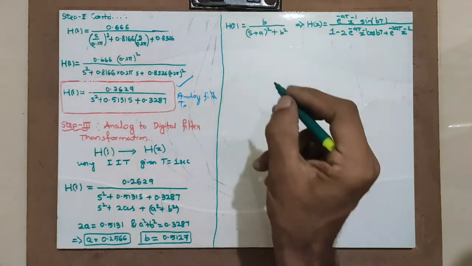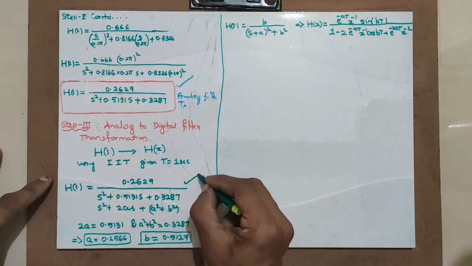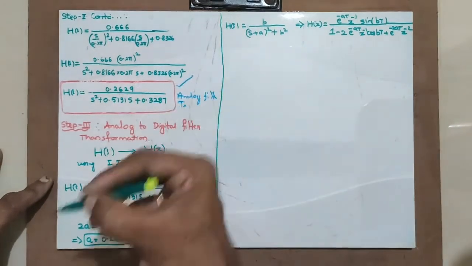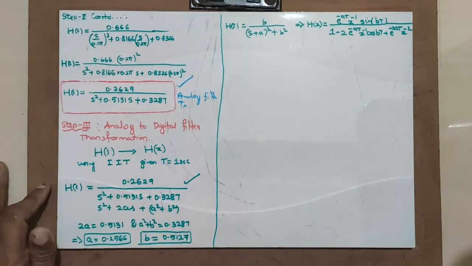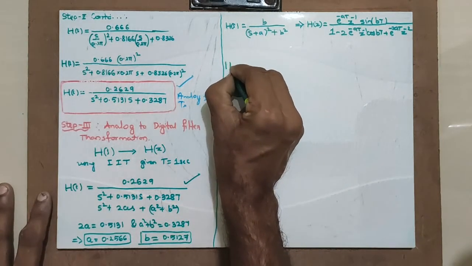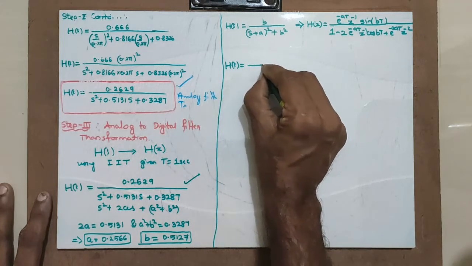Now I shall use this. Whatever H of s is there, it is the same as this, only here a constant is there that may not be exactly equal to b. I have to convert it into b. Hence what I do is, first I will write H of s like this.